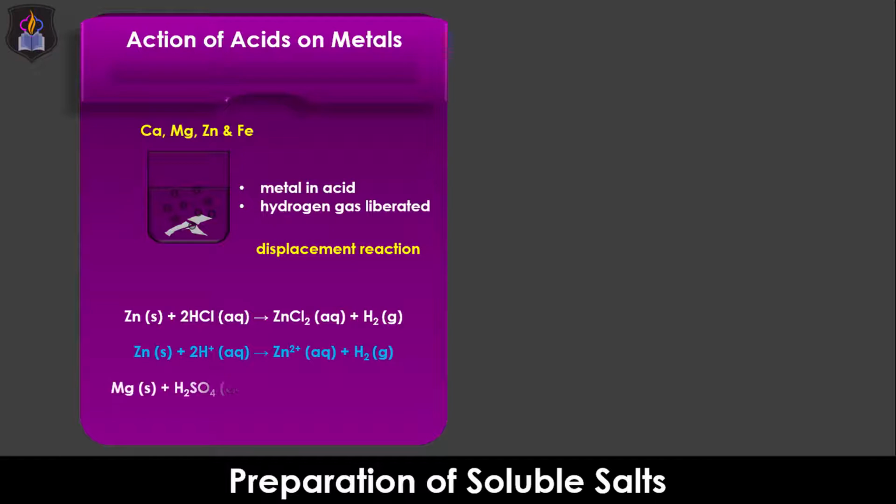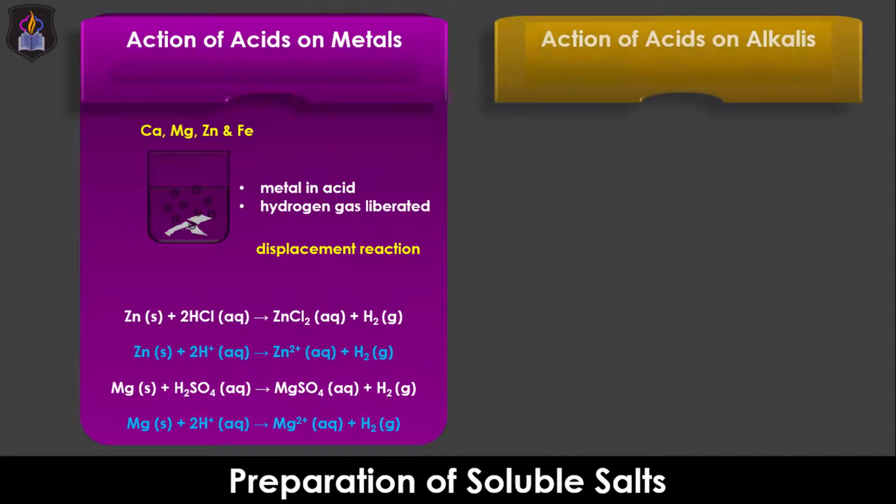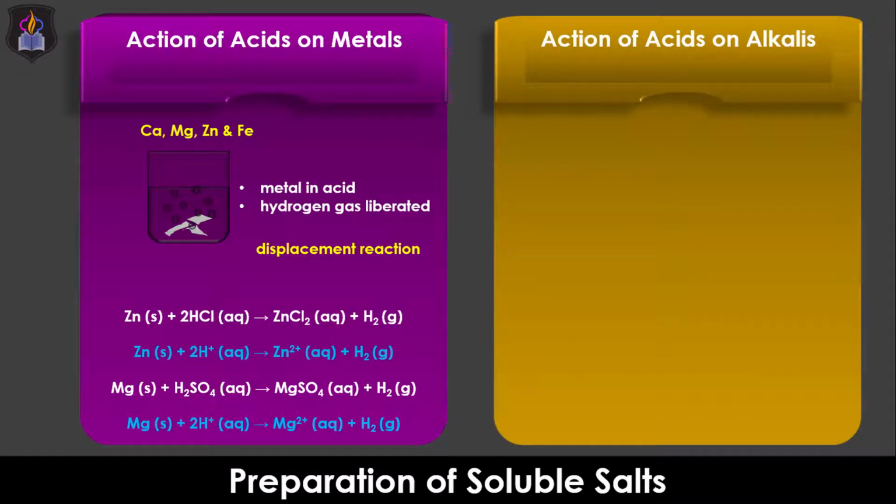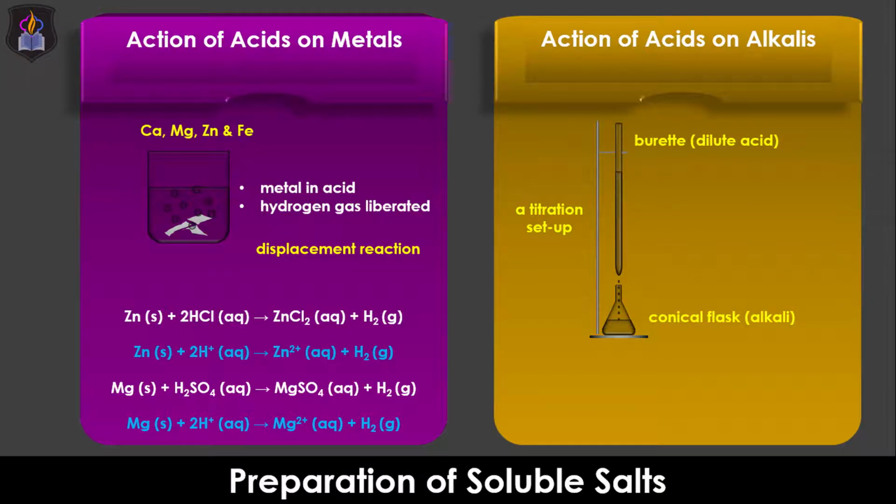Similarly, magnesium reacts with sulfuric acid to form magnesium sulfate. In this reaction, the magnesium metal displaces hydrogen ion from the acid to form hydrogen gas and aqueous magnesium sulfate. Next is action of dilute acids on alkalis to form salts and water. Most sodium, potassium and ammonium salts are prepared by titration. This is because their hydroxides are alkalis, which means they are soluble in water.